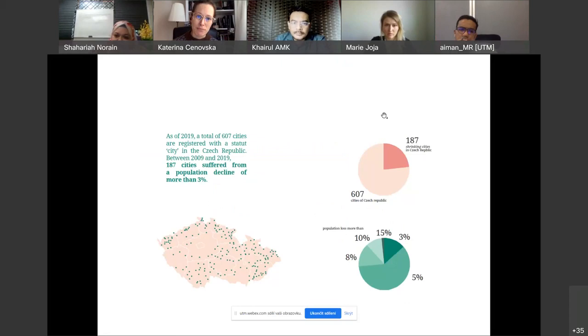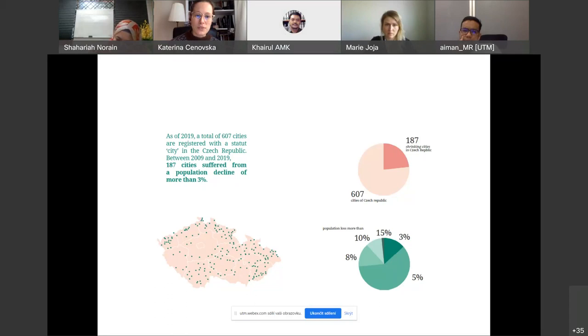I found out the Czech Republic is quite a small area, and there are 607 cities in the year 2019. And I found out that 187 cities from this total number are actually shrinking more than 3%. You can see on the graph below that more of those 187 cities are shrinking less than 5%, which means that it's not a drastic problem. You cannot see a big city which suddenly loses a very significant part of its population, but it's something very slow and invisible, but it's happening. And we should approach this theme: how we can plan the cities to approach this problem, or so-called problem.